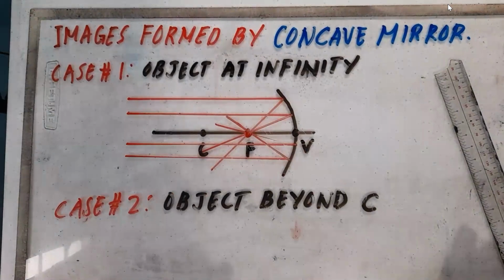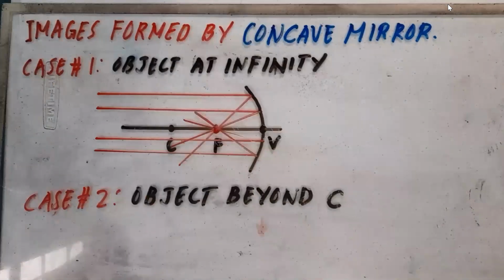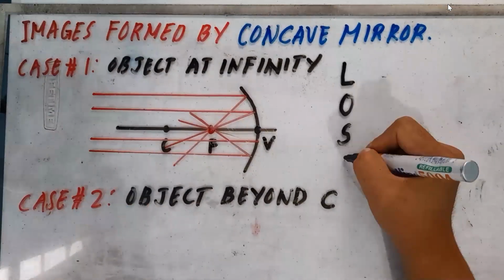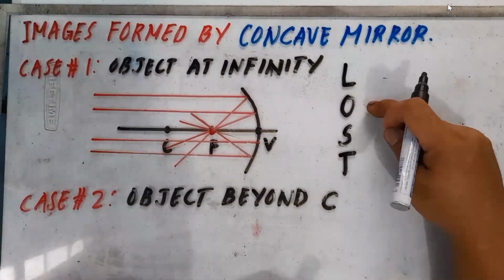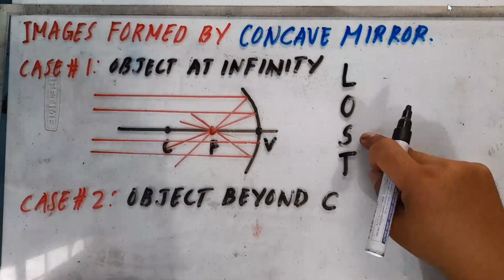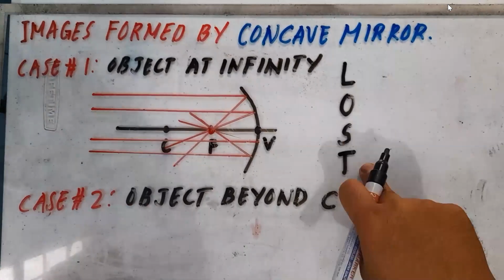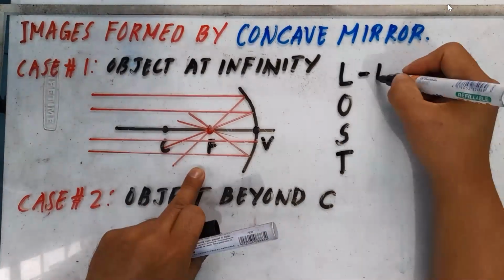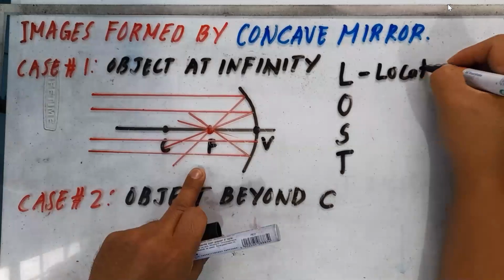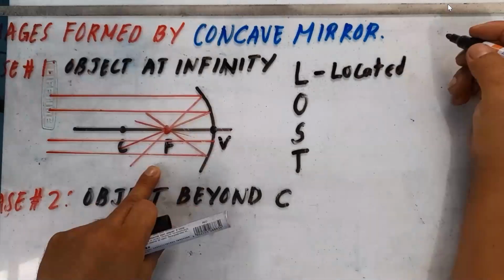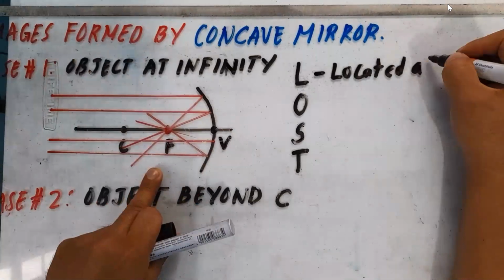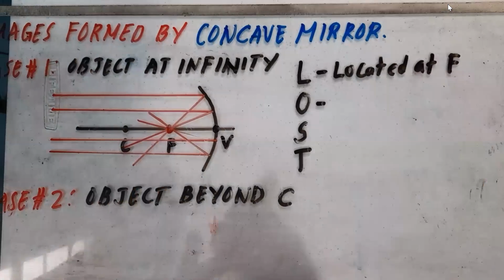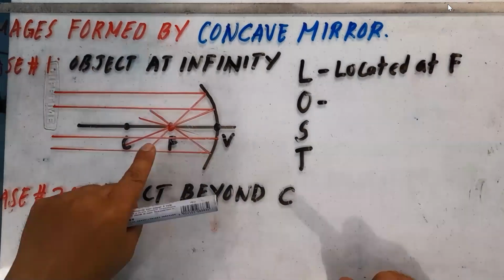Now, let us describe the image using the LOST method. L for location, O for orientation, S for size, and T for type. Location: very easy, it is located at F, or at the focus. Next, orientation. It is just a dot, which means it is very, very small.